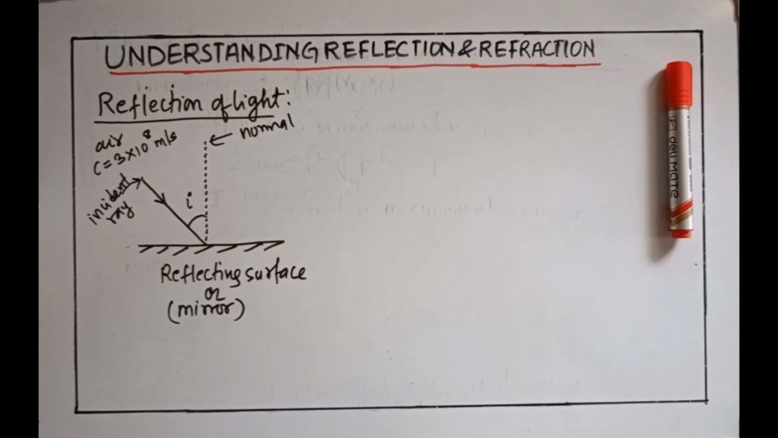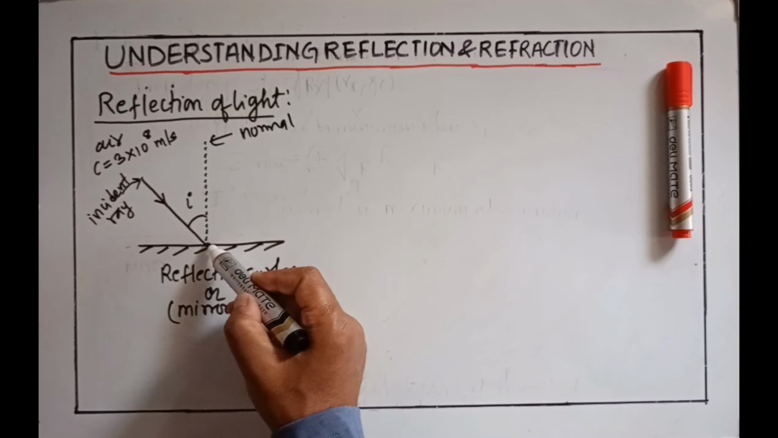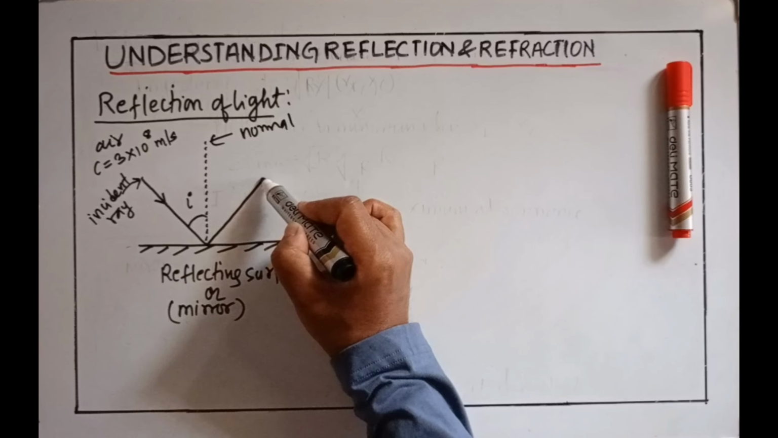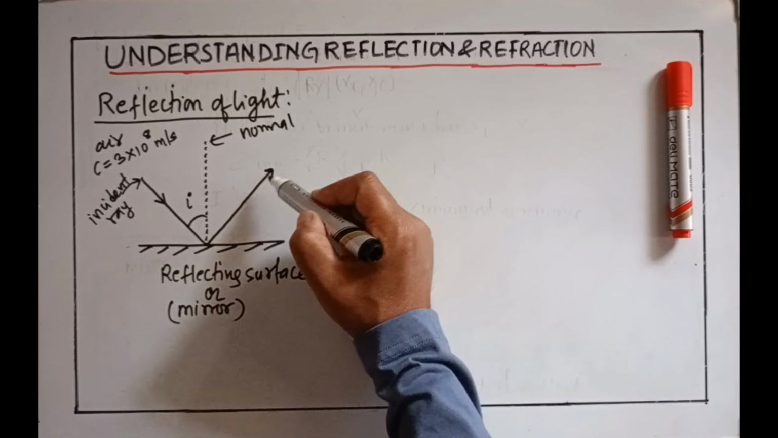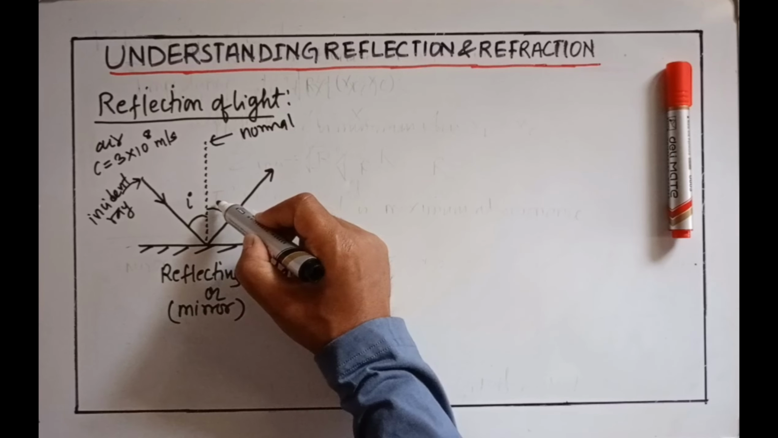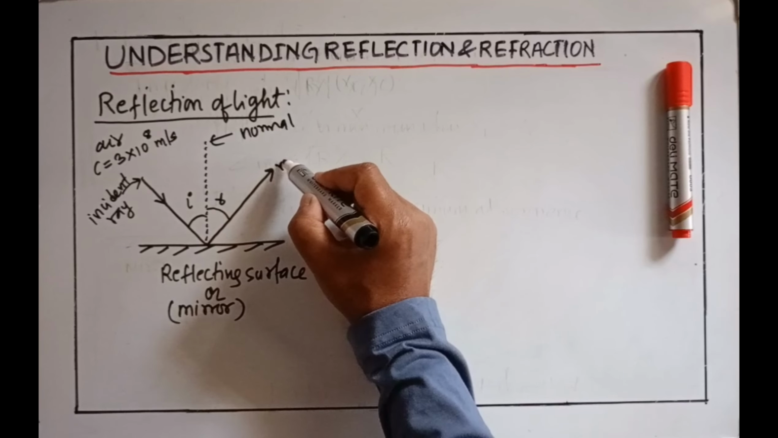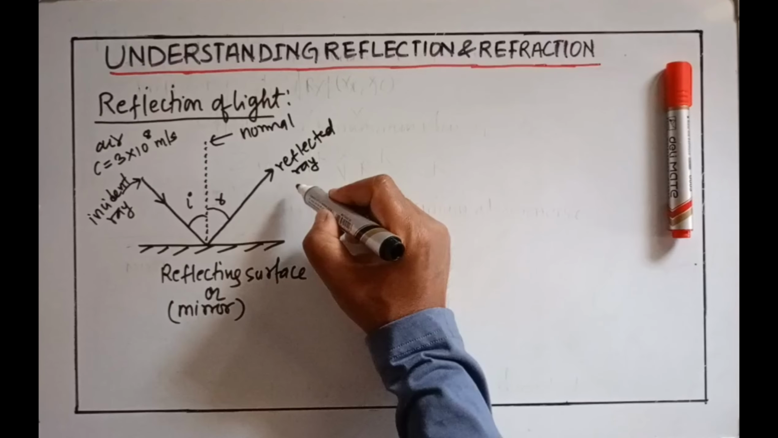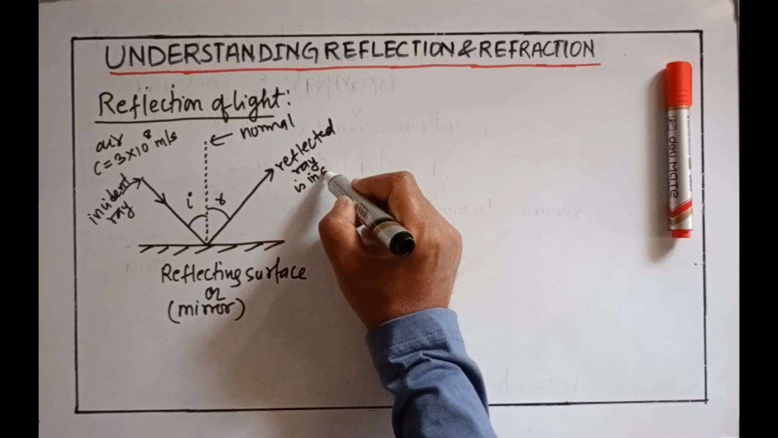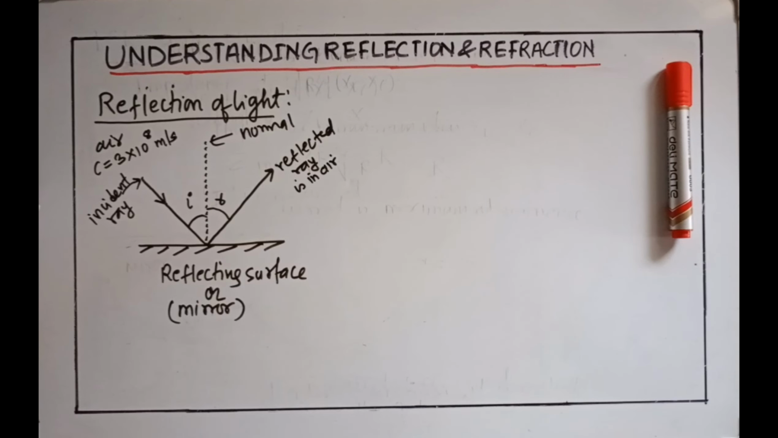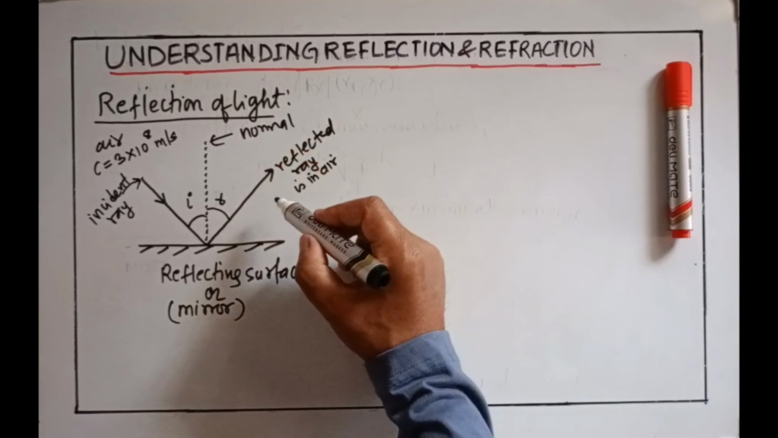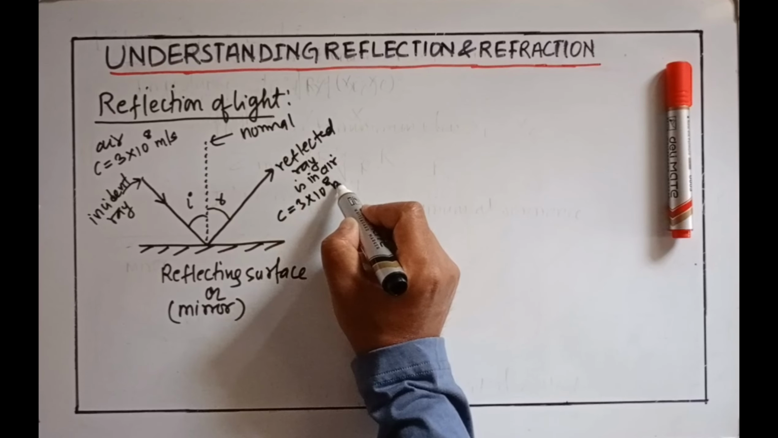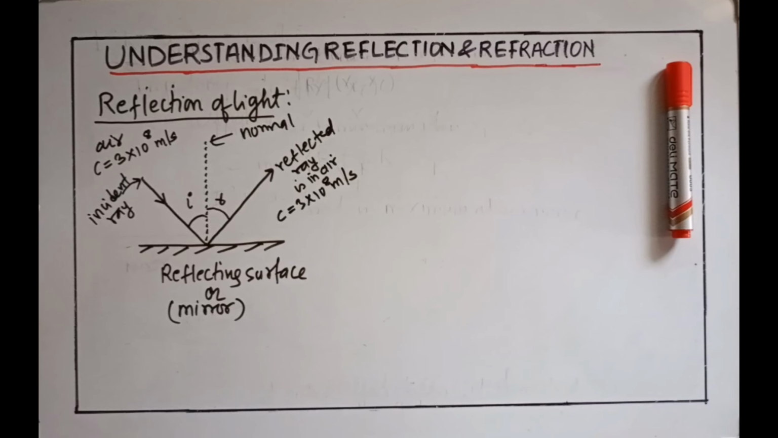After striking the mirror or reflecting surface at this point, it is reflected back into the same medium. This is called the angle of reflection, and this is the reflected ray. The reflected ray is in air medium, and it also travels with the same speed, that is 3 times 10 power 8 meter per second.